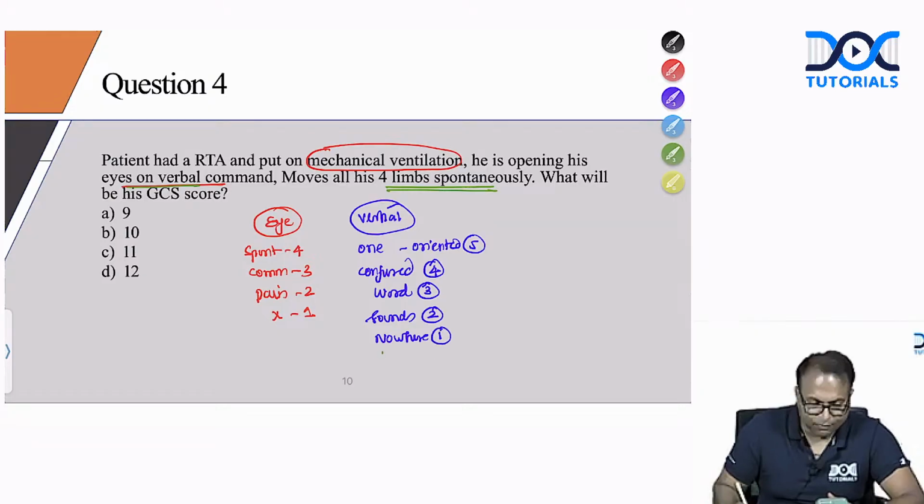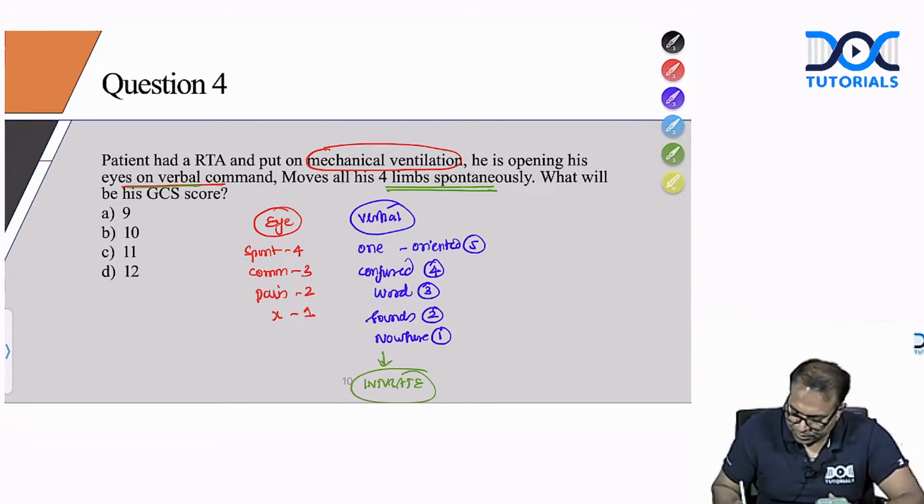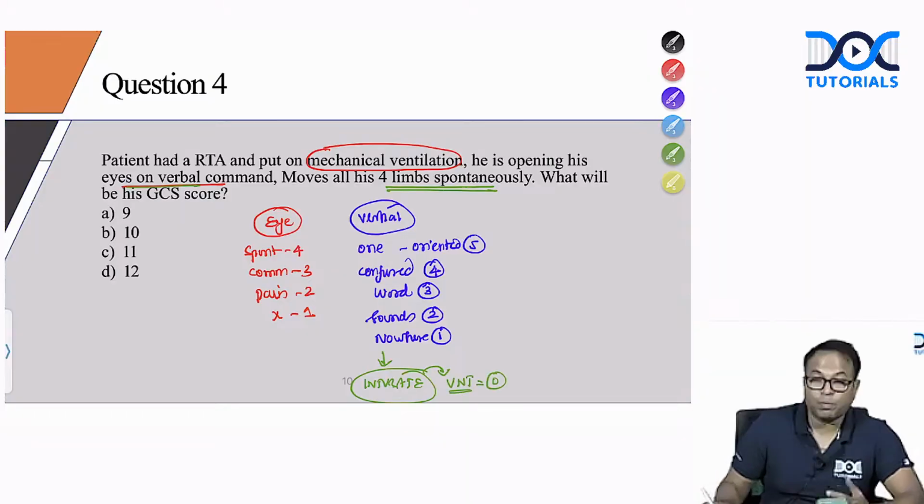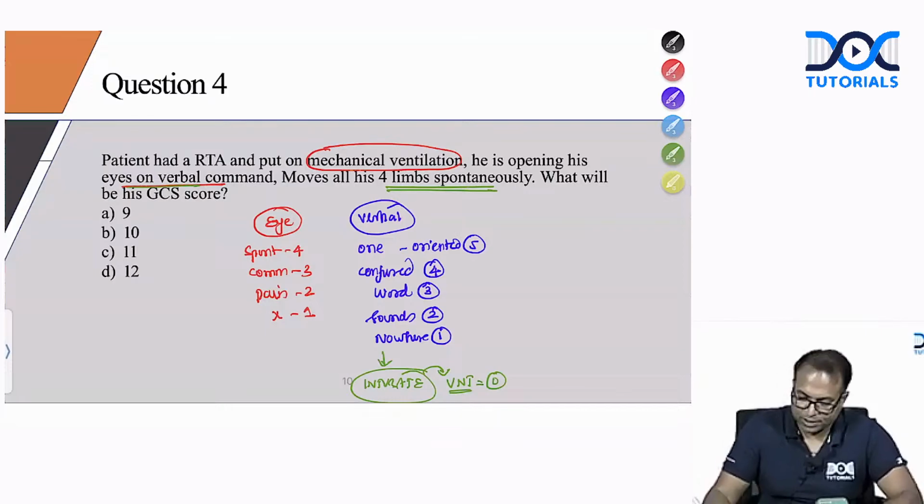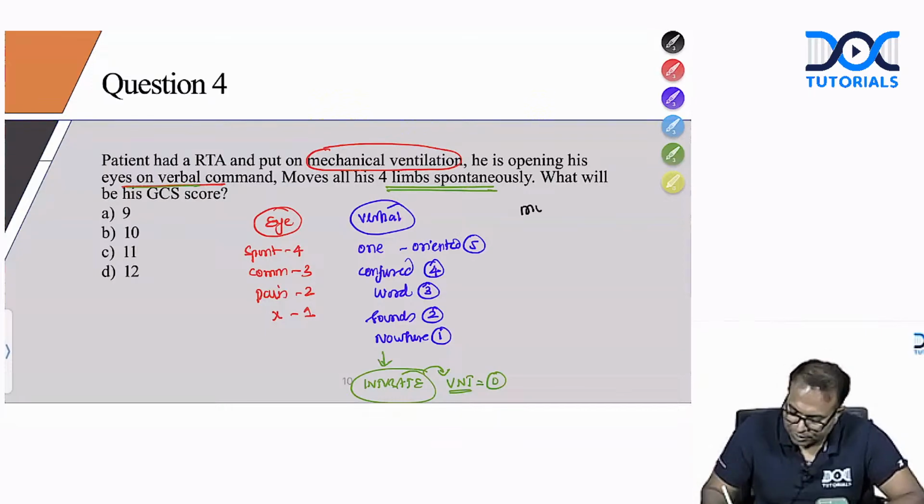At the same time, if he is intubated, what is the score? Yes, an intubated patient will not have a score. It is called VNT, not testable, 0 points. VNT is not testable.